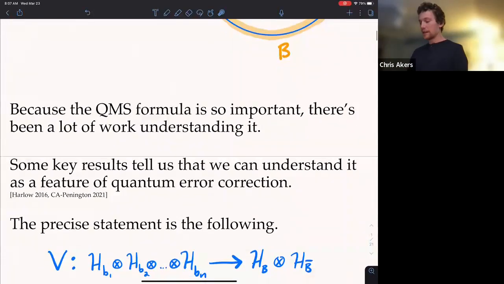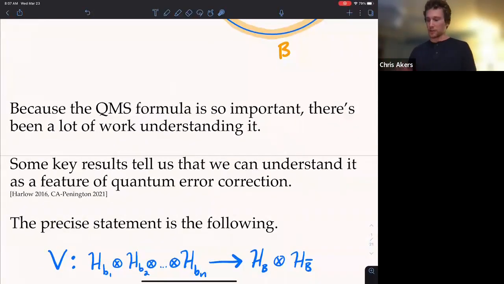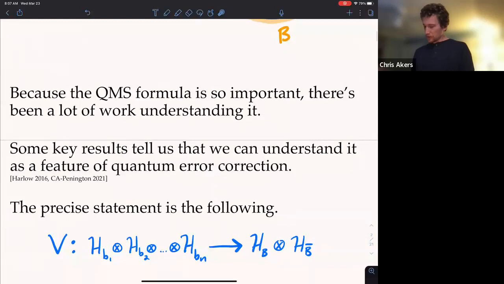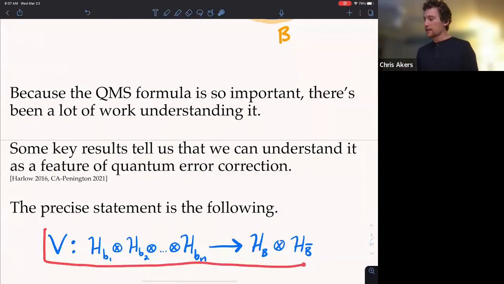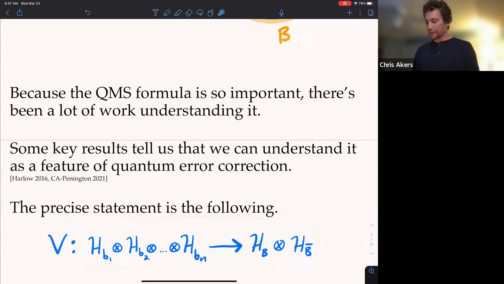And the statement is made in the following context. Before I show you the precise statement, which will be labeled theorem, let me tell you the context. The context is very simple. You just have a linear map V, and that linear map is a map from one Hilbert space to another.